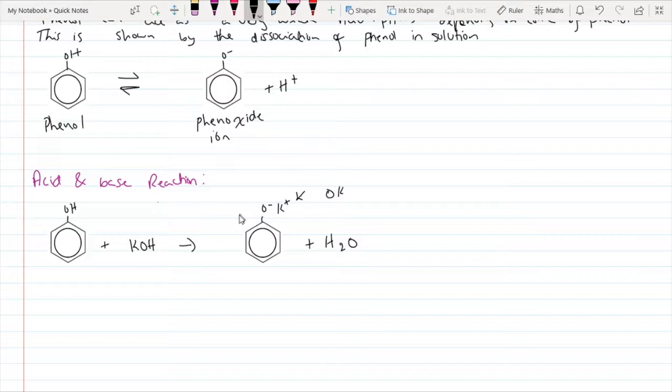Now, what is this ion called over here? As I said, this is called a phenoxide ion, and we have a potassium attached over here. So this would simply be called potassium phenoxide. Now, if we used sodium hydroxide instead of potassium hydroxide, this would be called sodium phenoxide.